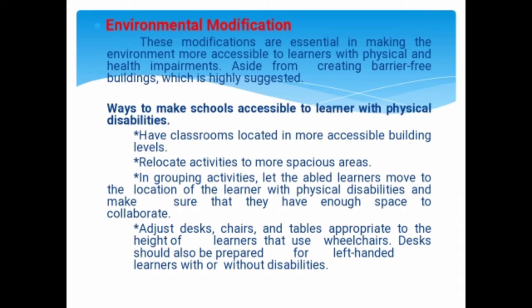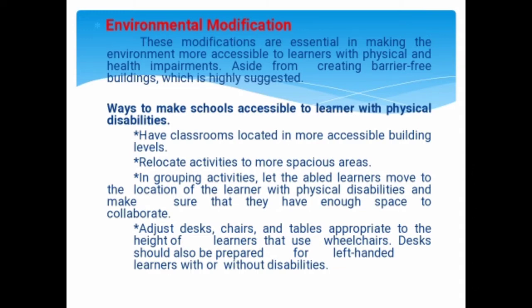So what is this? These modifications are essential in making the environment more accessible to learners with physical and health impairments. Aside from that, creating barrier-free buildings is highly suggested. So here are the following ways to make school accessible to learners with physical disabilities. First, have classrooms located in more accessible building levels.